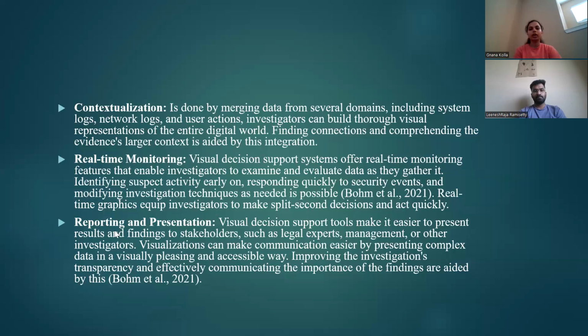When coming to reporting and representation, visual decision support tools make it easy to represent the results and findings to stakeholders such as legal experts, management, or other investigators. Visualization can make communication easier by representing complex data in a visual, presentable, and accessible way, improving investigation transparency and efficiency.